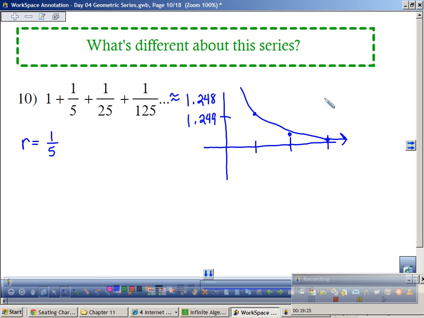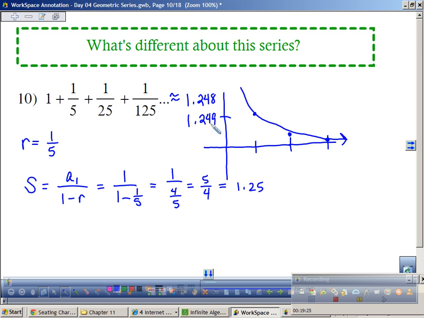If you kept going infinitely, let's check out what happens. It's going to be S for infinite series. There's not going to be an n here because we're talking about an infinite series. S equals a sub 1 over 1 minus r. What is a sub 1? 1 over 1 minus, what's r? 1/5, which equals 1 over 4/5, which equals 5/4. What's 5/4? You shouldn't even need a calculator. 1.25.